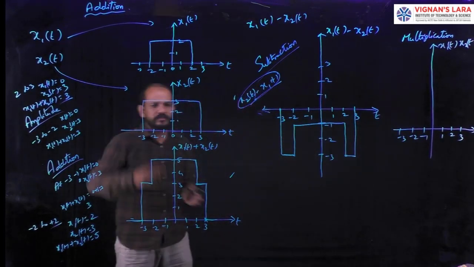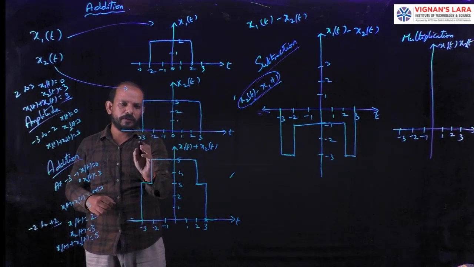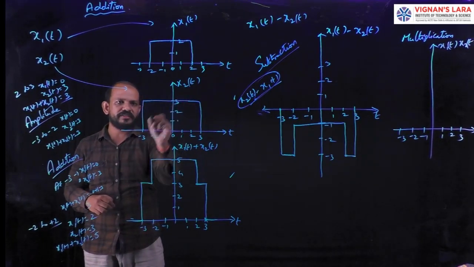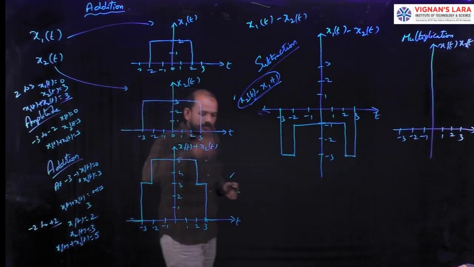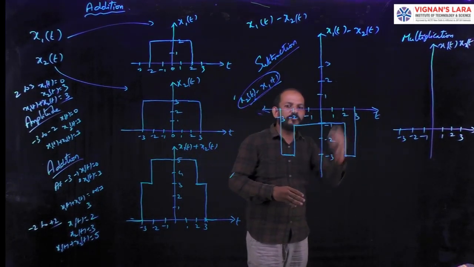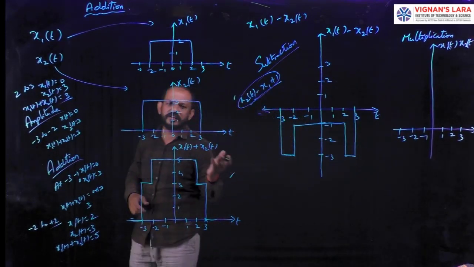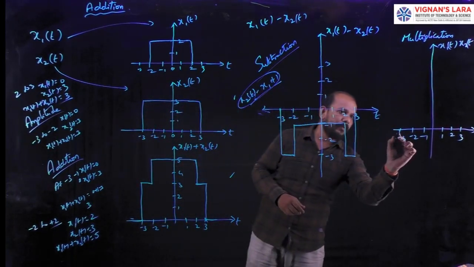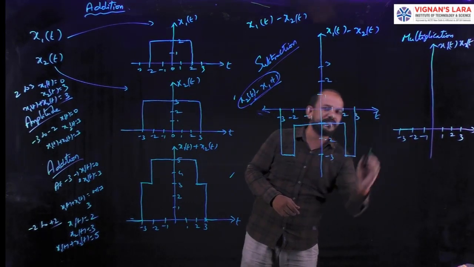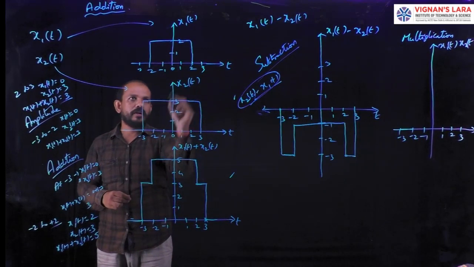Consider the signal. Say the limits minus 3 to minus 2. x1 of t is 0. Minus 3 to minus 2, x2 of t is 3. Now I am going for 0 into 3. 0 into 3 is 0. So from minus 3 to minus 2, the value is 0. Next, see. From minus 2 to plus 2.